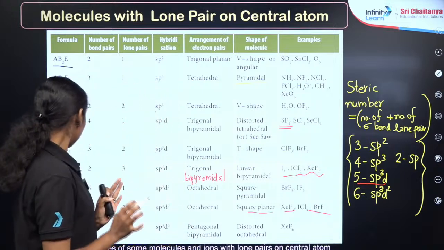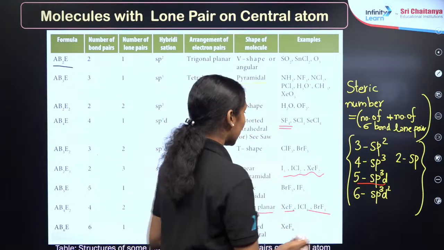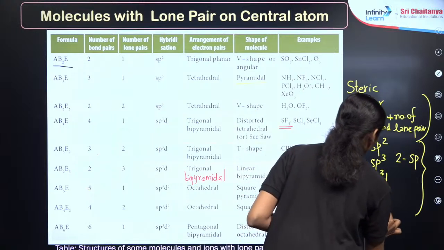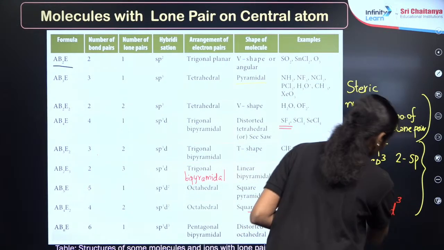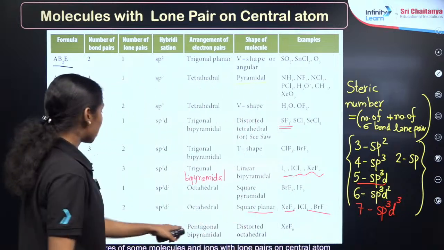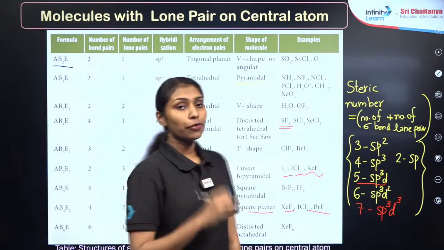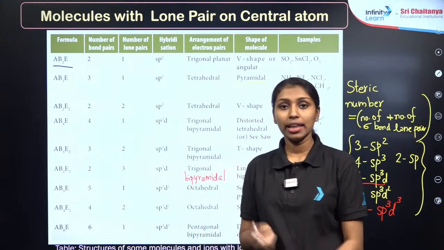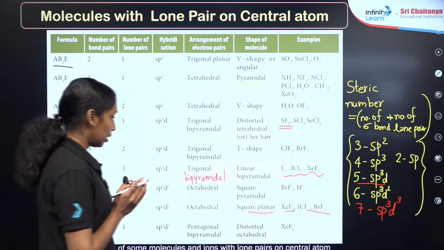Then the last one, AB6E type, which means 6 plus 1, 7. If it has 7, it will have sp3d3 hybridization, with the geometry of pentagonal bipyramidal. But in actual practice, if you are considering the XeF6 molecule, it will have the shape of distorted octahedral. Clear?